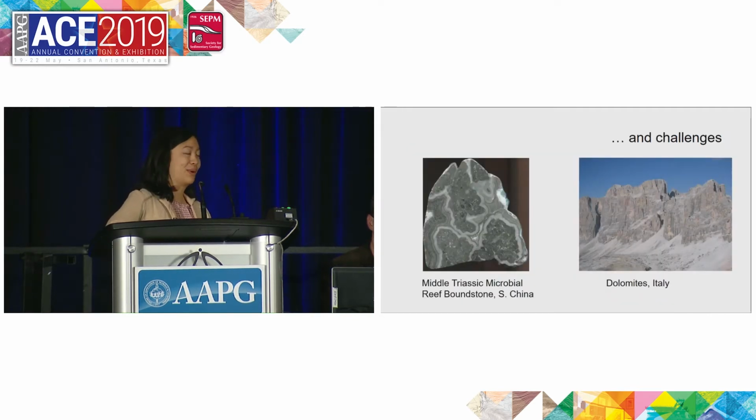Of course, it's really important to admit that they also have significant challenges, namely potential alteration from diagenetic processes. I'm showing you two different scales in which you can see this. On the left is a slab of a Middle Triassic microbial reef boundstone, and you can just see all the cements that have precipitated since deposition. You can also get alteration on really large landscape scales, with the classic example being the Dolomite Mountains in Italy. It's pretty clear, as Kristen mentioned, that all of these rocks have seen significant syn- and post-depositional alteration. So the question is, does this mean we have to throw it all away, or what information can we still extract from these records?